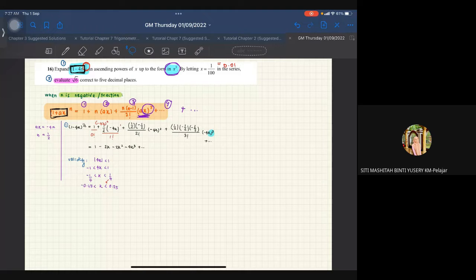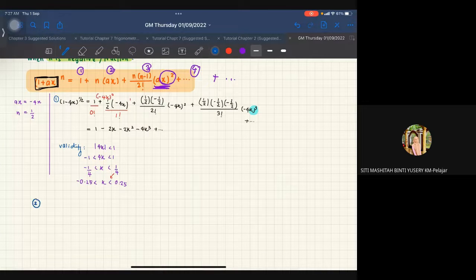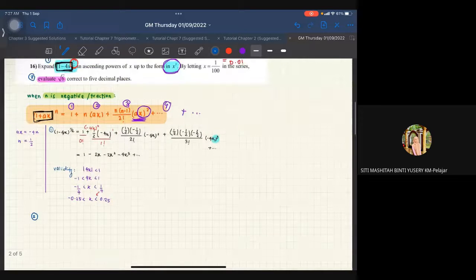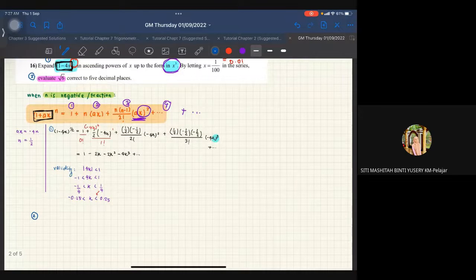Letak dekat sini. Okay, so let's go to the second part. So the second part dia minta kita evaluate cert 6. Okay, so in this case, bukan dalam kes ini sahajalah, dalam kes yang lain-lain juga, kita nak kena hasilkan cert 6 tu dalam kita punya expression. Awak kena wujudkan cert 6 tu sampai awak nampak dia ada kat situ. Okay, so kita dah ada nilai X, so awak masukkan sahaja nilai X awak tu into this one. Okay, substitute your X 1/100 into this one.